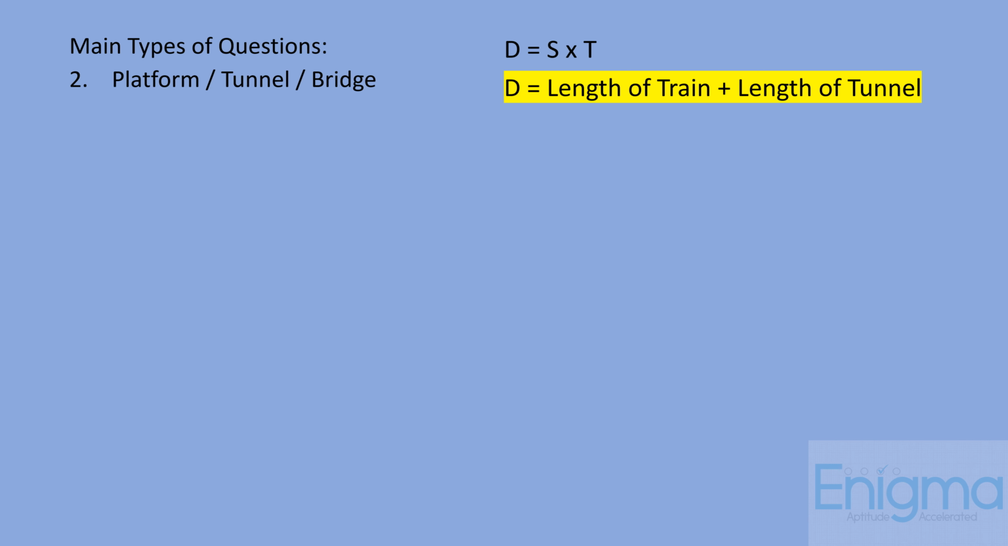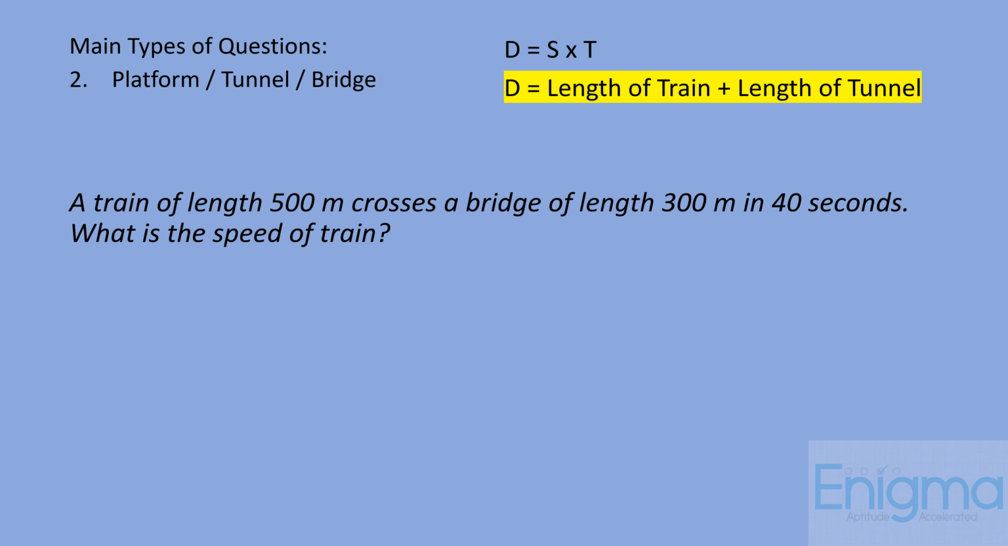Now let's take the example of the second type involving a platform or a tunnel or a bridge. Again, the basic formula remains the same, that is distance is equal to speed into time. But now distance is the length of the train plus the length of the tunnel, bridge or platform, whatever is there in the question. Let's check out the question.